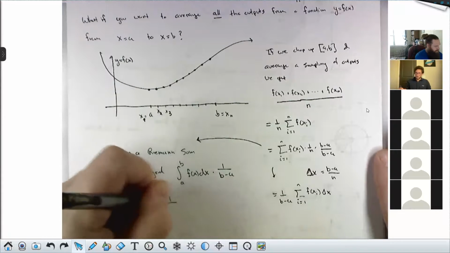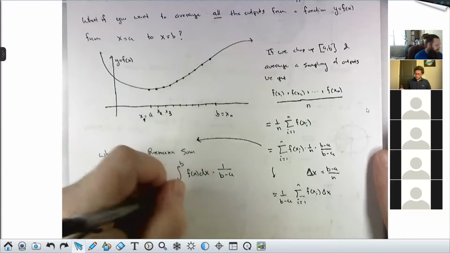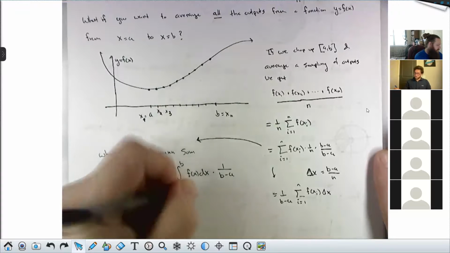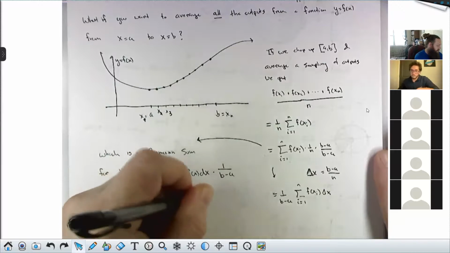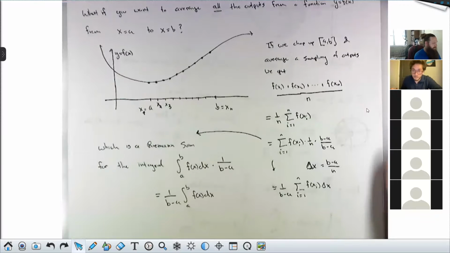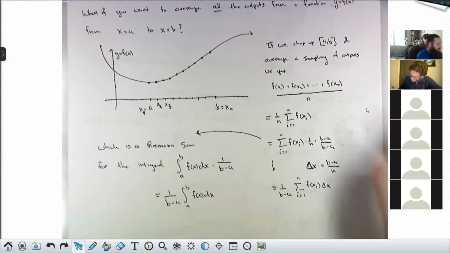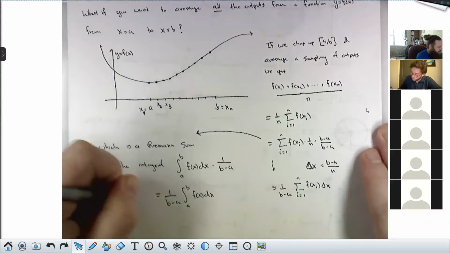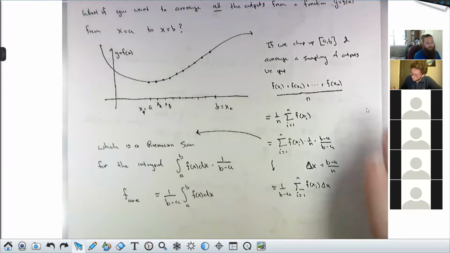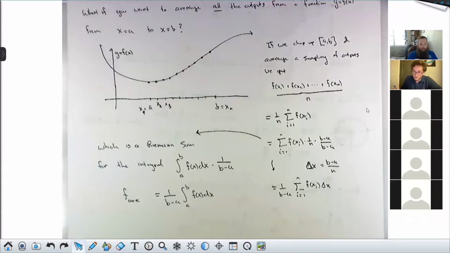Which is, because 1 over b minus a is a constant, you get that. And this is what we call the average value. It's the average value for the function f on the interval a, b. We just try to add up all these y values and then divide by the number of terms. That's this.